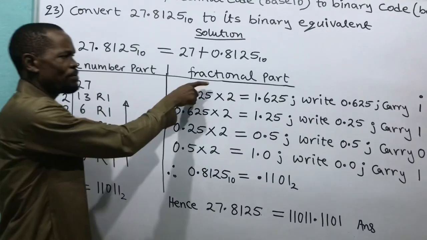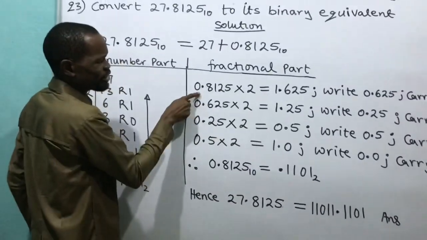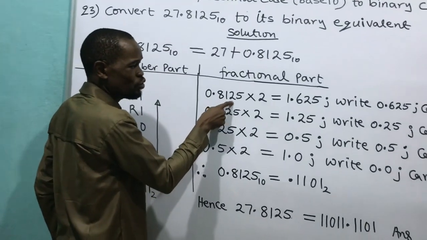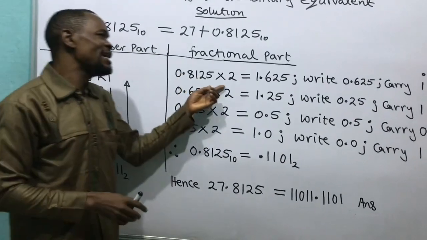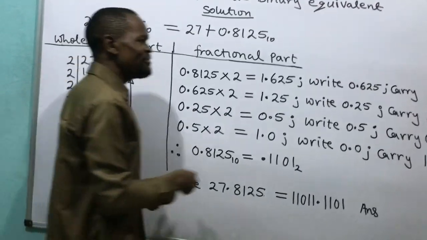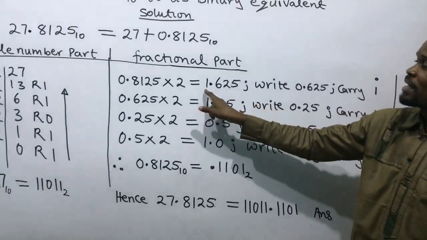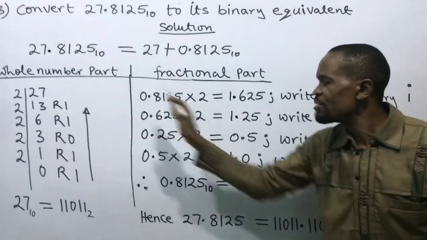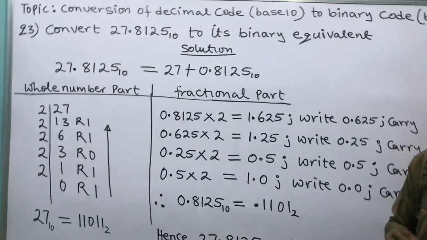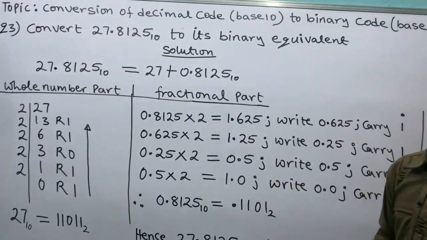When I come to the fractional part, I will use the fractional part, 0.8125, to multiply by 2. When I multiply it by 2, I will have this. Then I have to carry what? The whole number part. What is the whole number part? 1. Look at this. After this decimal, anything here becomes the whole number part. Are you understanding? After this decimal, anything here is a whole number part.